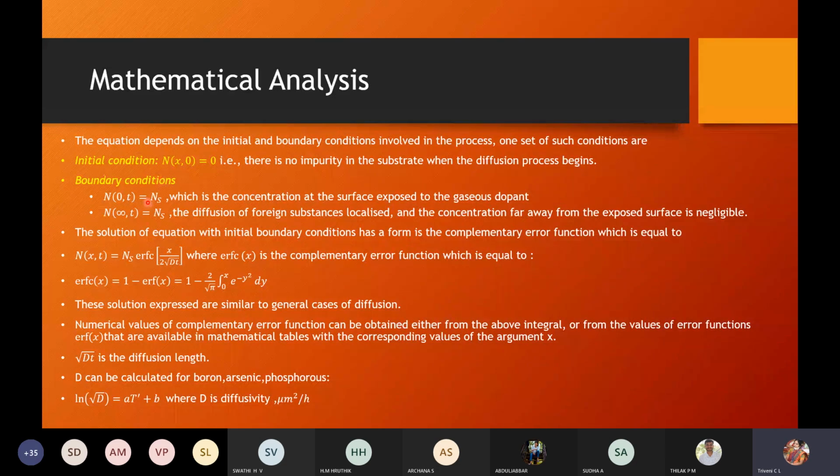And the second boundary condition is N of 0 comma t is equal to N of s, where N of s is the concentration at the surface, which is exposed to the gaseous dopant. And the other boundary condition is N of infinity comma t, where the diffusion of foreign substance is localized, and the concentration far away from the exposed surface is negligible.